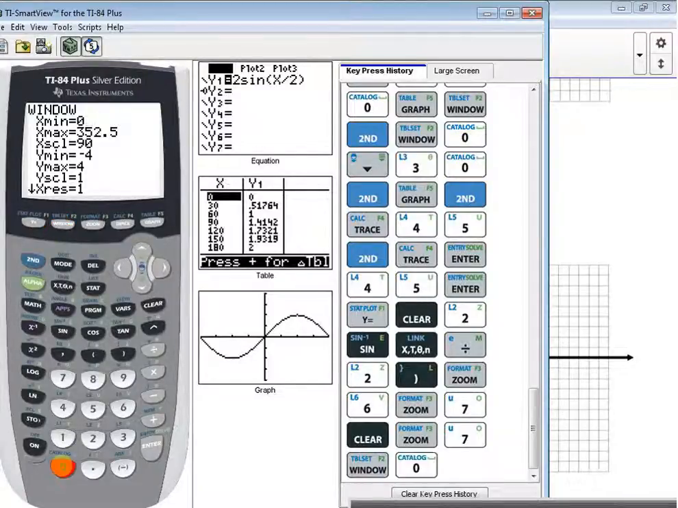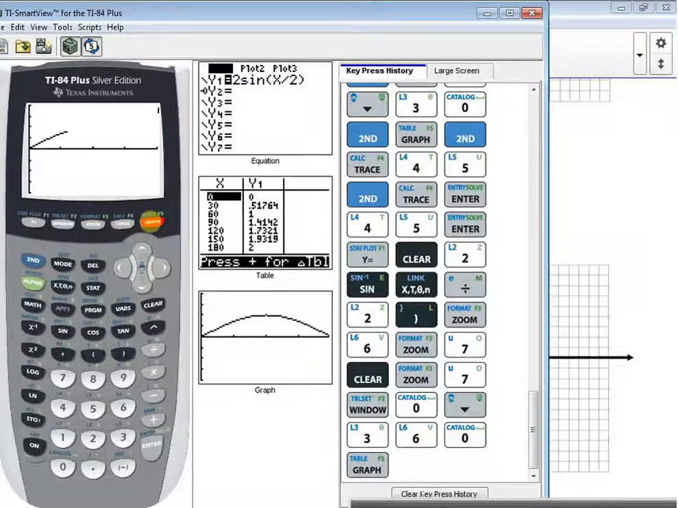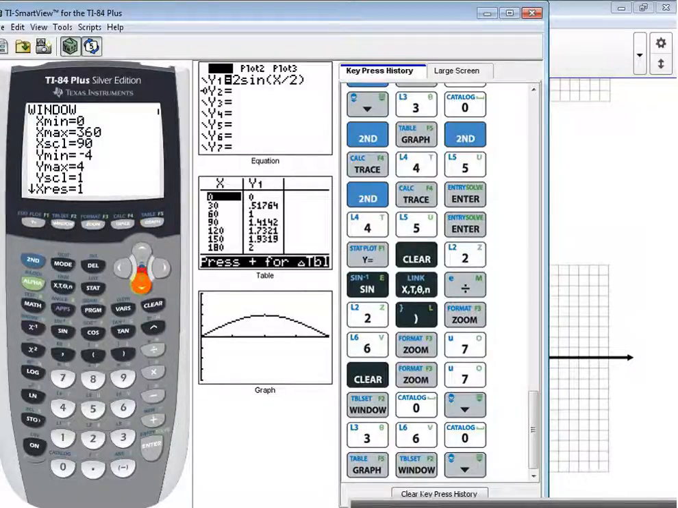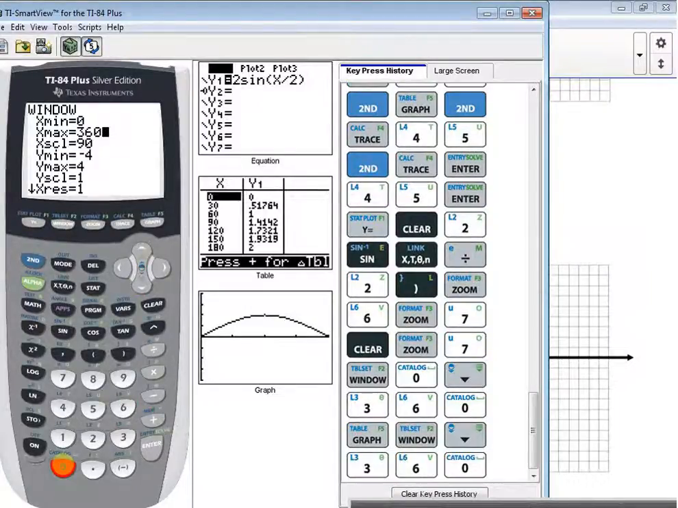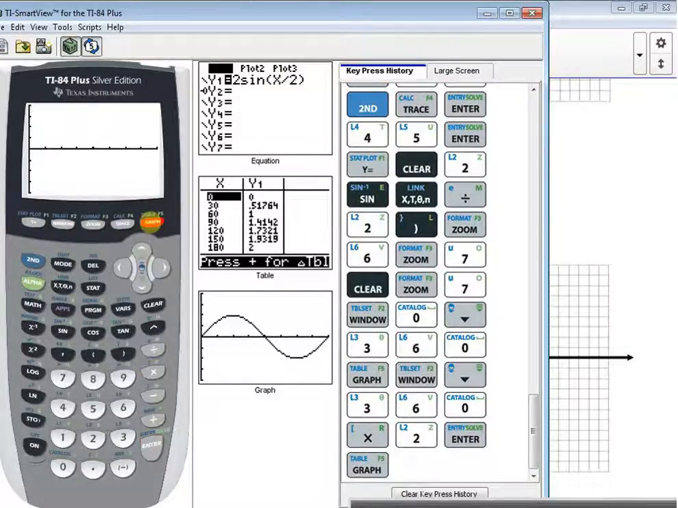So if I change that to 0, and I change this x max to 360, and I hit graph, you see I'm only going to see half of a sine curve. So I need to take that window and double it, 360 times 2. You can even put in times 2, and it will say 720. And then when you graph that, now you will see one complete cycle, and that's what we need.